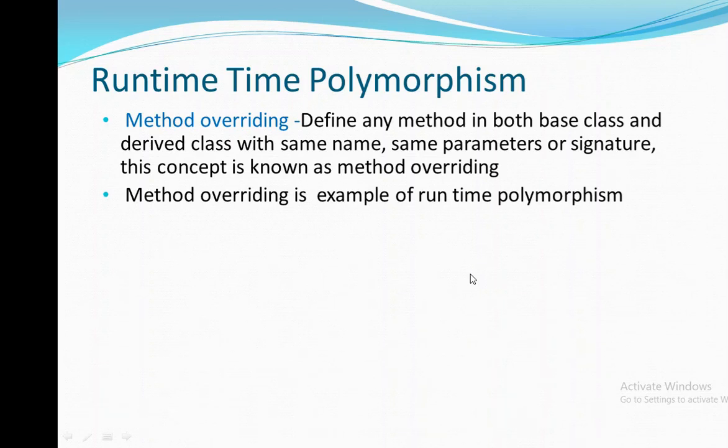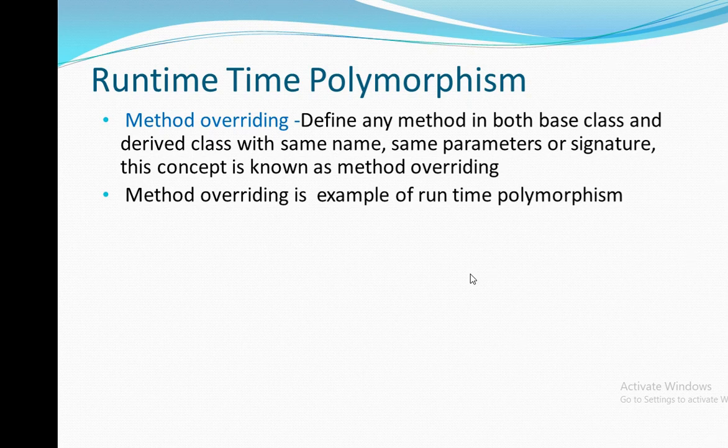Hello everyone. In this session, we are discussing method overriding. Method overriding is included in runtime polymorphism. We know runtime polymorphism is a dynamic polymorphism, also called late binding, because that binding is resolved at runtime.